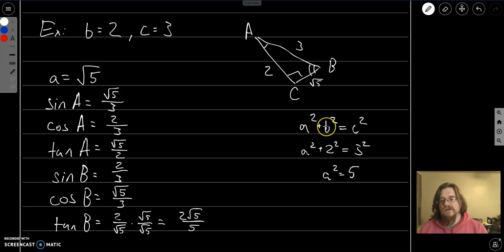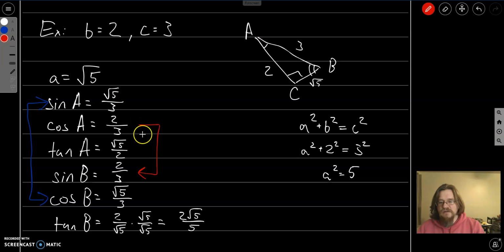It's fairly straightforward. And this does illustrate one other thing. I want to point out that the sine of A up here and the cosine of B are the same. And this is not a coincidence. Likewise, the cosine of A and the sine of B are also the same. Again, this is not a coincidence.